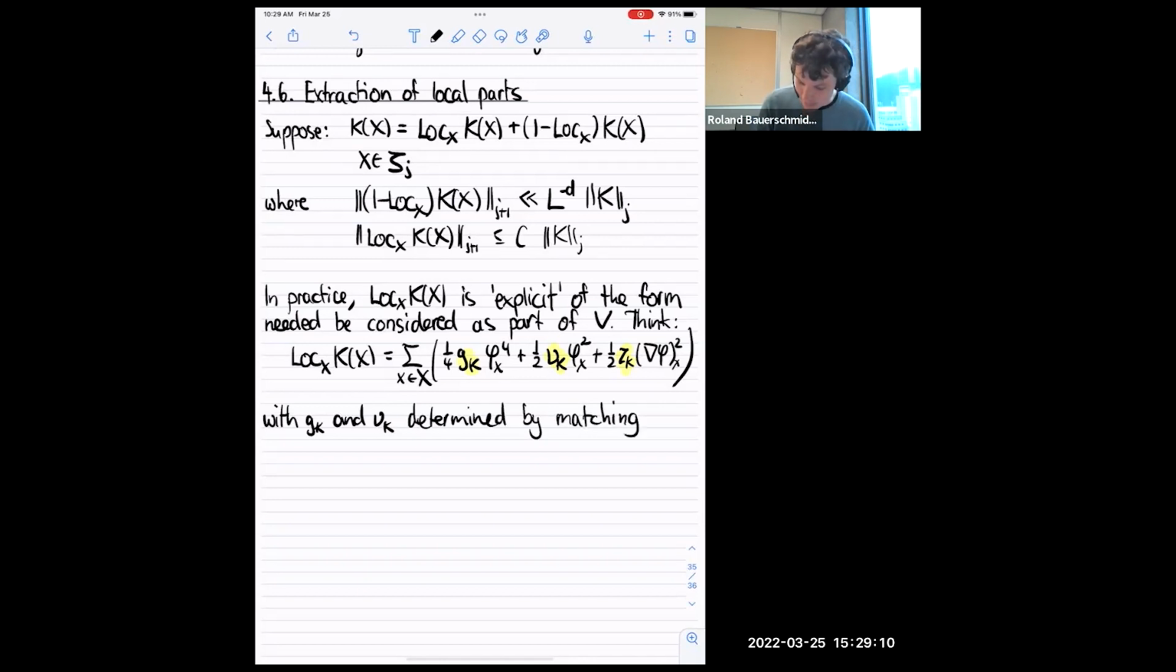And this zk is determined similarly, but I'm not going to explain this here.